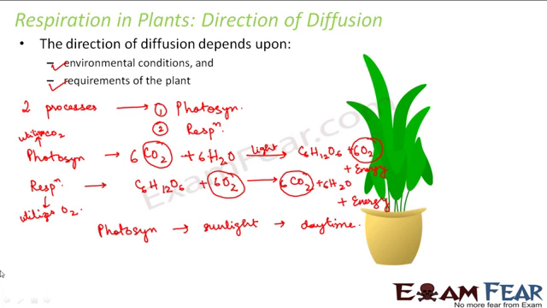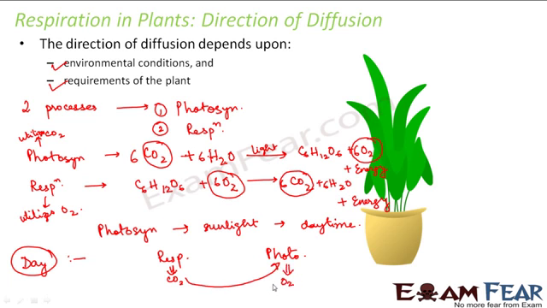So carbon dioxide, which is produced during respiration, is used up in photosynthesis, and the oxygen which is produced in photosynthesis is used up by respiration. But it is seen that the rate of photosynthesis is faster during the daytime. So during daytime, what happens? Both respiration and photosynthesis take place. In respiration, carbon dioxide is produced, which is used up by photosynthesis. In photosynthesis, oxygen is produced, which is used up by respiration, right?